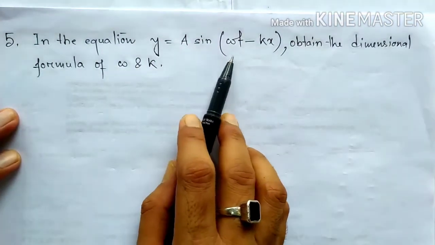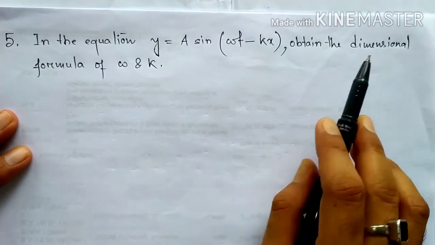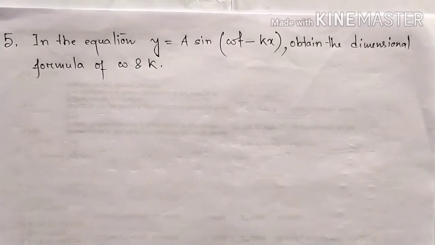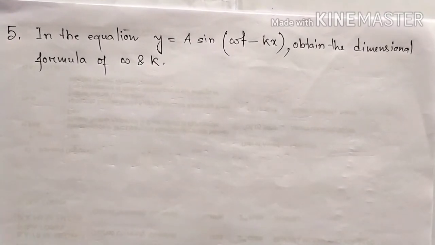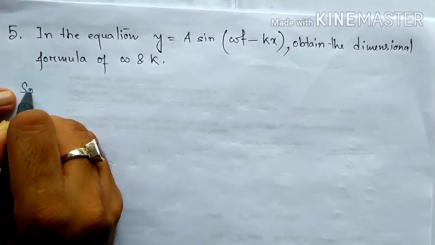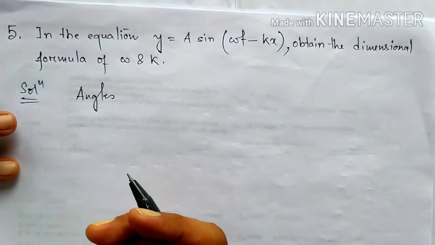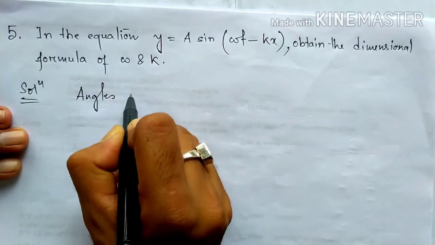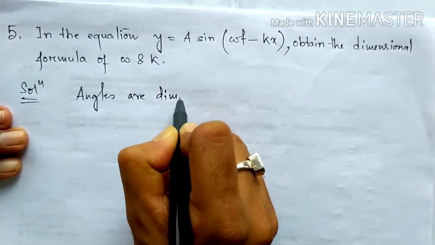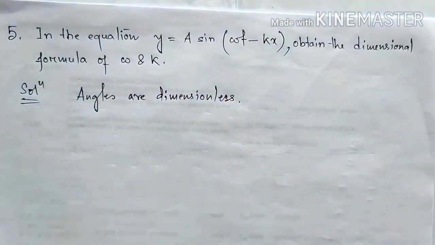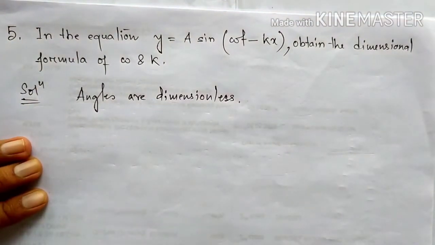In the equation y is equal to a sin(omega t minus kx), obtain the dimensional formula of omega and k. So what we know is that angles, once again I am writing, this is just what we have already done on the previous problem. Angles are dimensionless.